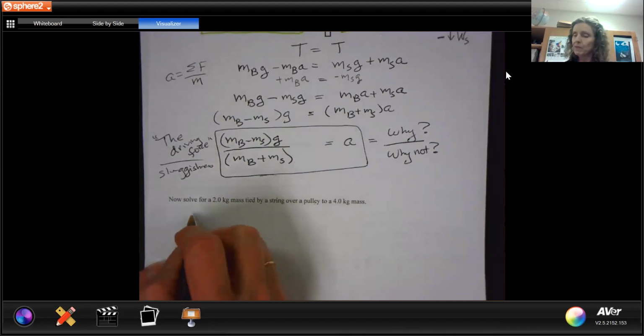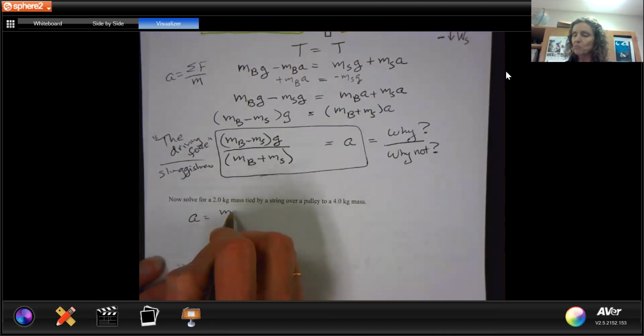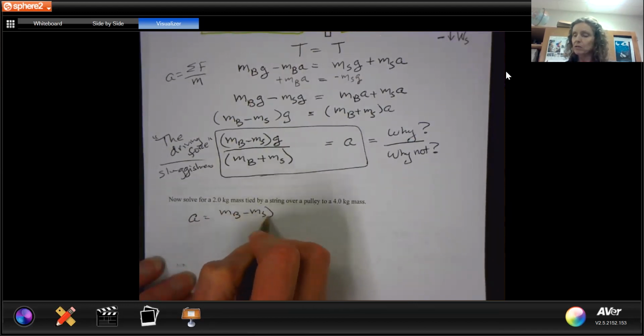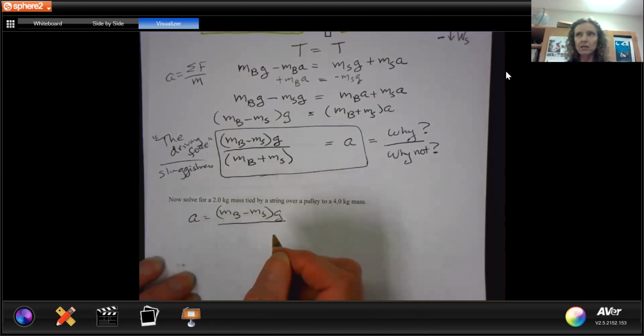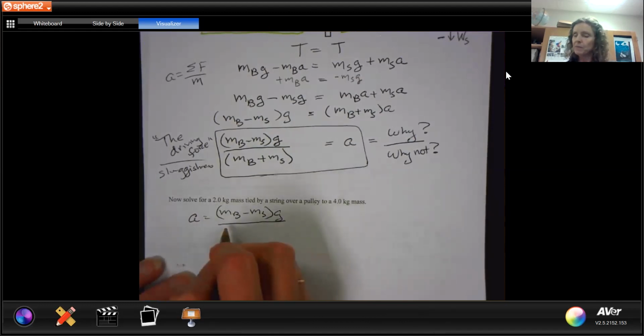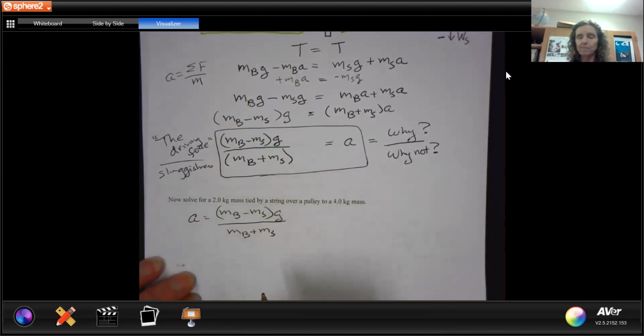Okay, I can do that. So A equals mass big minus mass small times G, right? Just thinking about it for practice. The difference in the masses is the difference in the weights. And then I have to tally up the total mass because that would be the sluggishness.